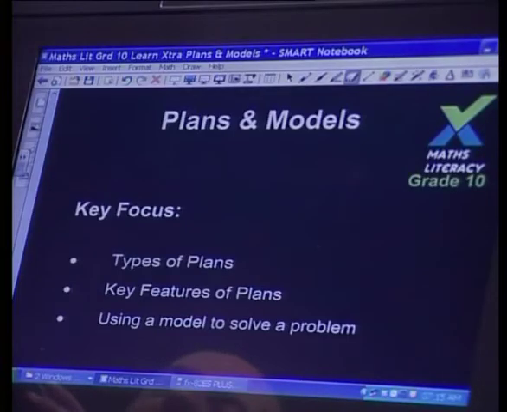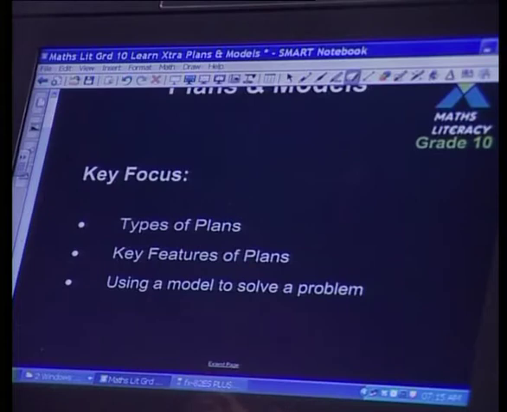We're going to be looking at the section on plans and models today. This section really involves a whole variety of mathematics. It brings together many of the sections that you've dealt with up to now and puts them together for some practical application problems. So let's go straight to our slides here and see what we have.